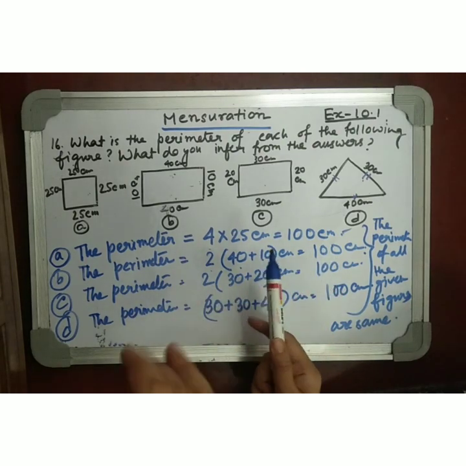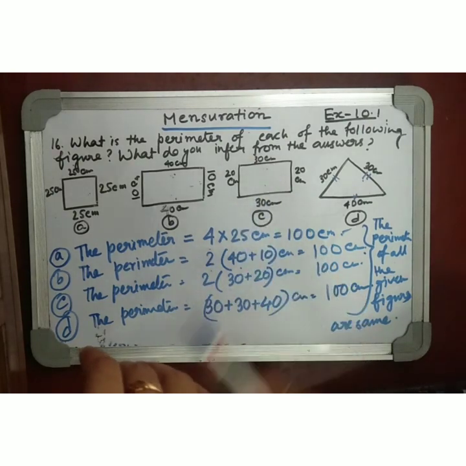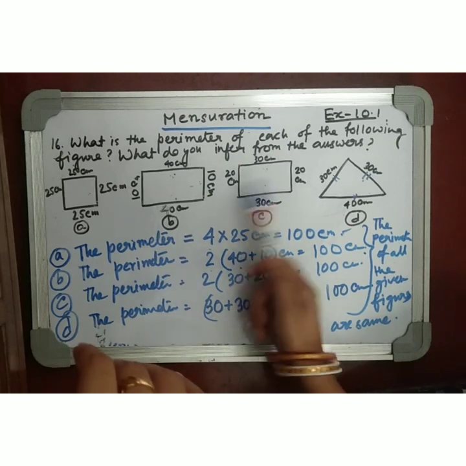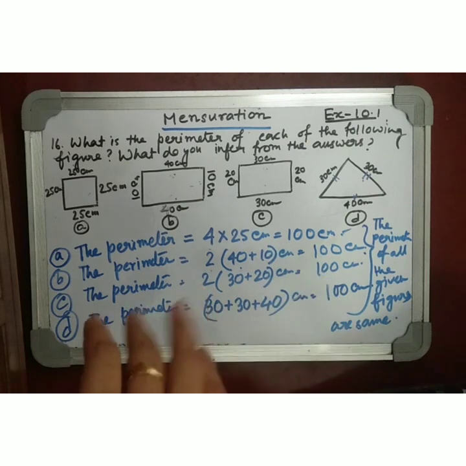Now in this third figure, it is also a rectangle. Both of the opposite sides are of length 30 centimeter and the breadths are 20 centimeter. So the perimeter is 100 centimeter.